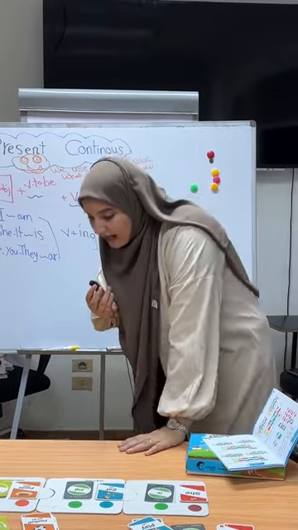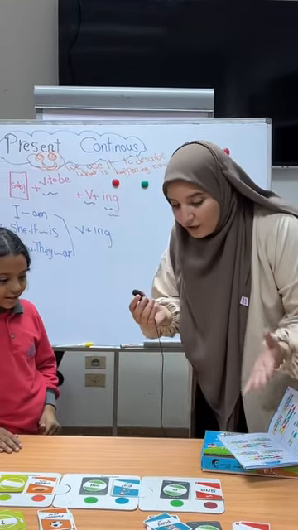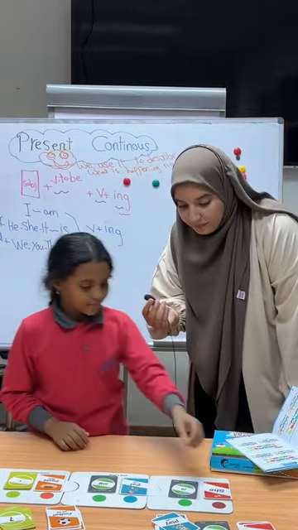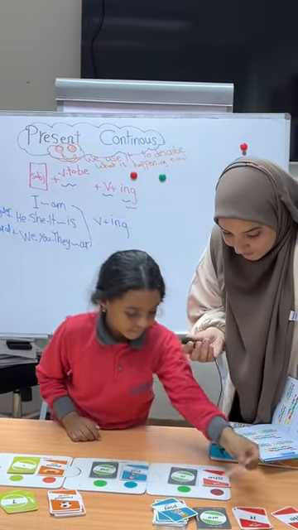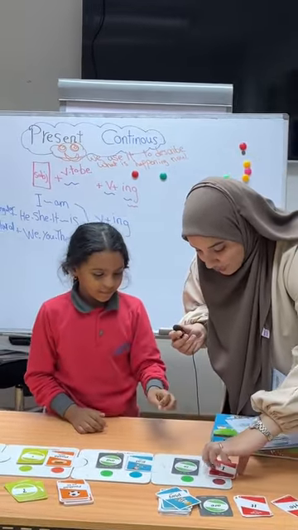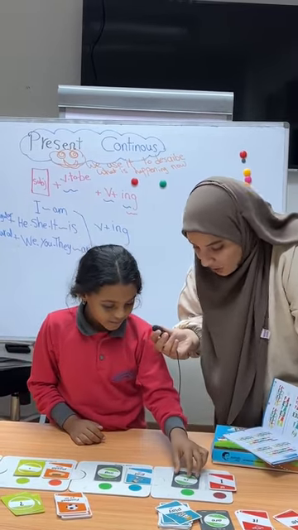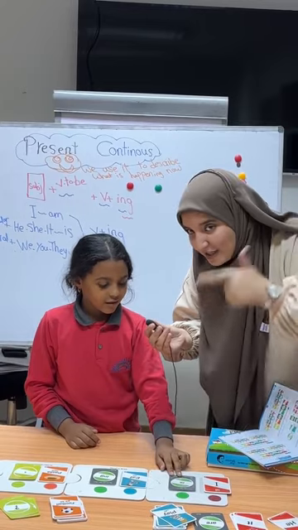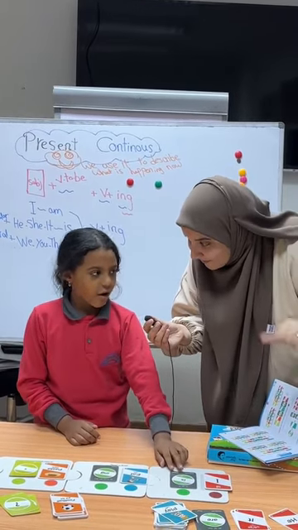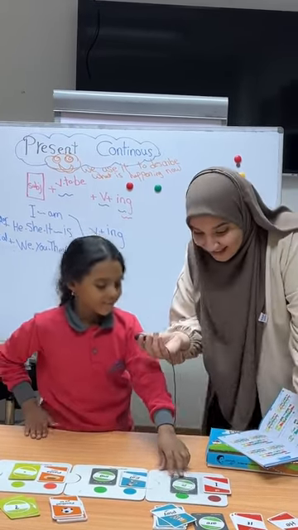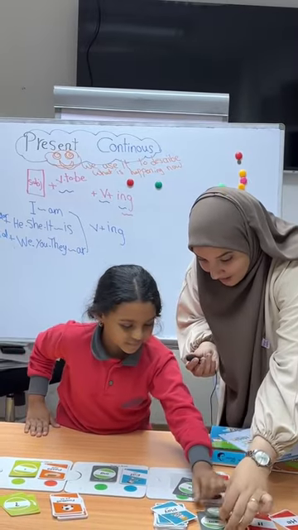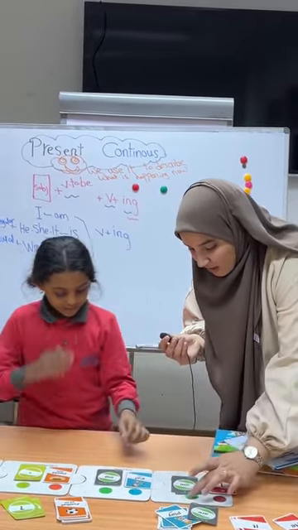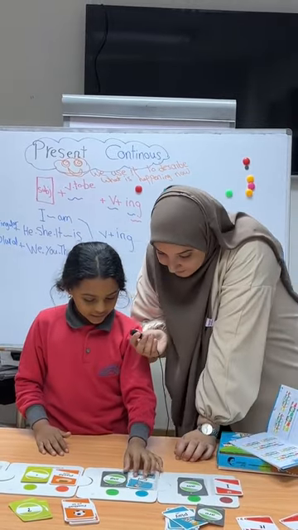Can you change these cards and use the pronoun I? I instead of she, okay? I is. Am or is or are? Am. Yes! Where's am here? Green color. Okay, I am. Eating.